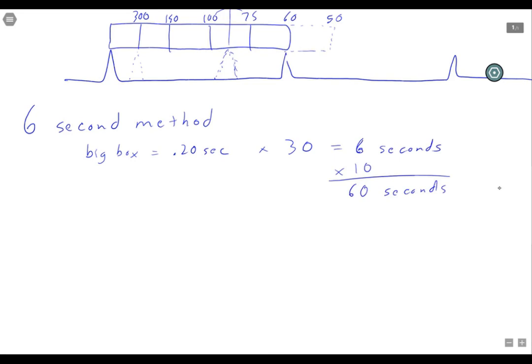So in the 6-second method, basically what we're doing is looking at the number of R to R intervals in 30 big boxes, and we multiply that by 10. And that will give us our heart rate in beats per minute.